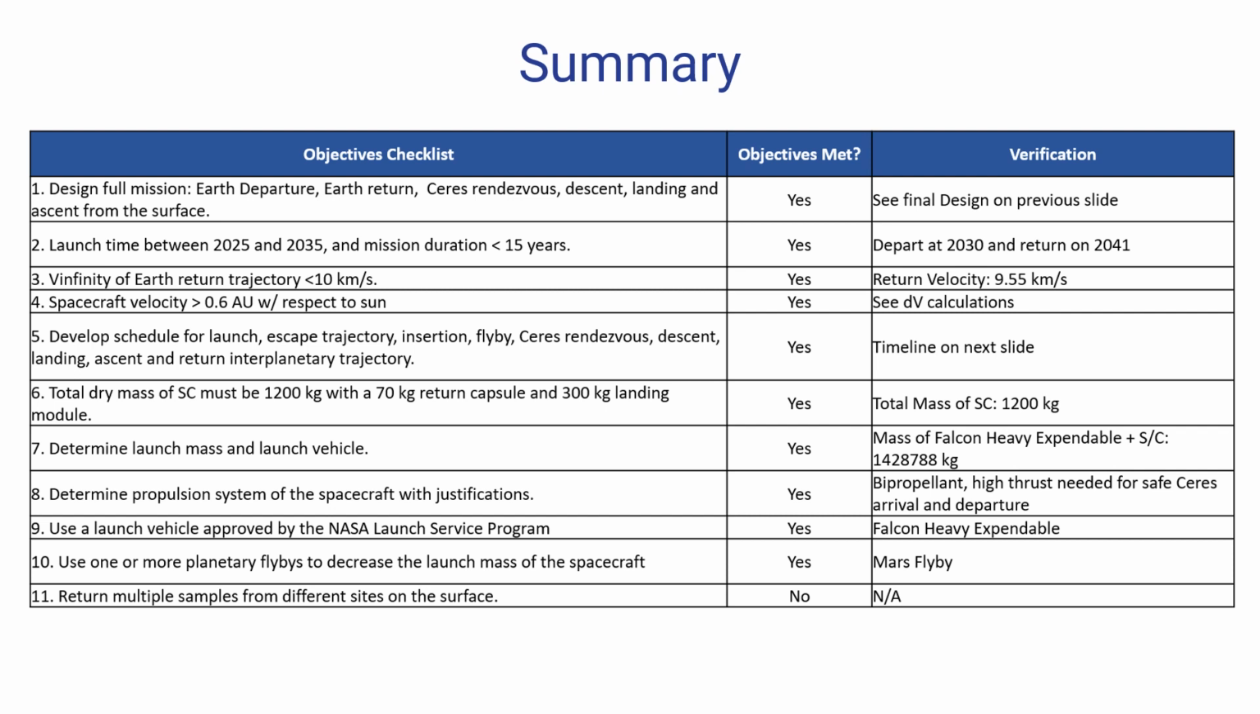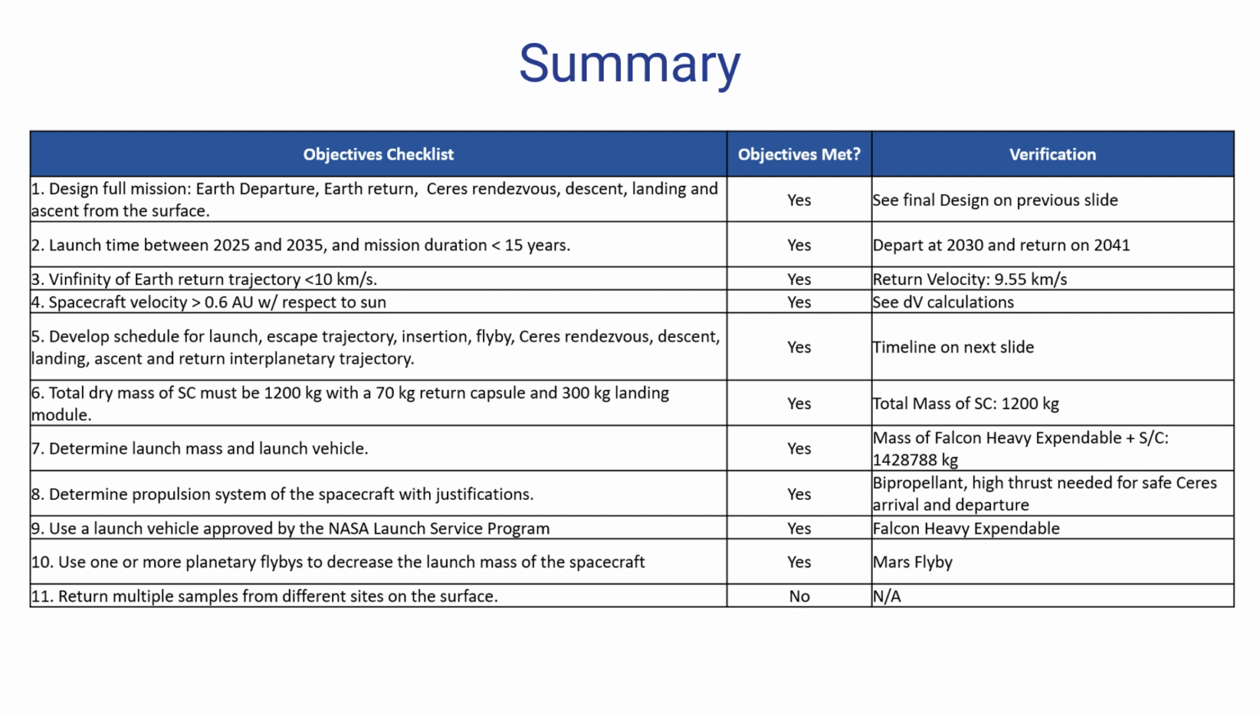In conclusion, we have met the following objectives for this mission. We have designed the full mission to Ceres and return to Earth and also included a Mars flyby. Our spacecraft will depart Earth in January 2030 and return in October 2041, which would mean a total mission time of less than 12 years. Our spacecraft will return to Earth at 9 kilometers per second, which is a bit high, but within range, and is within the 1,200 kilogram structural mass limit.